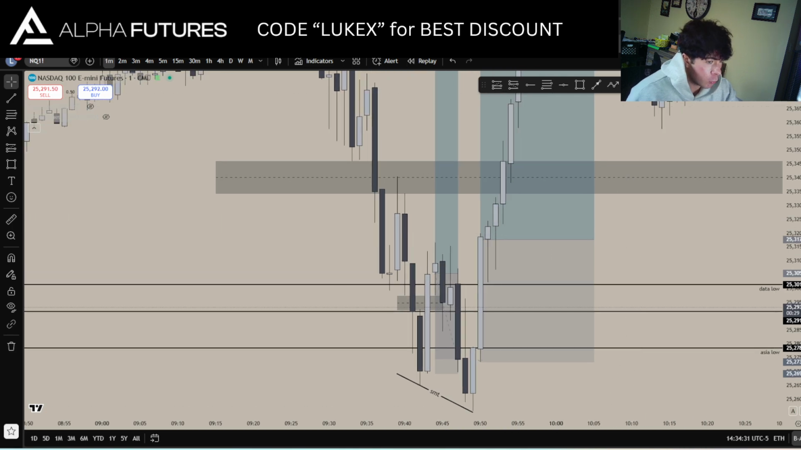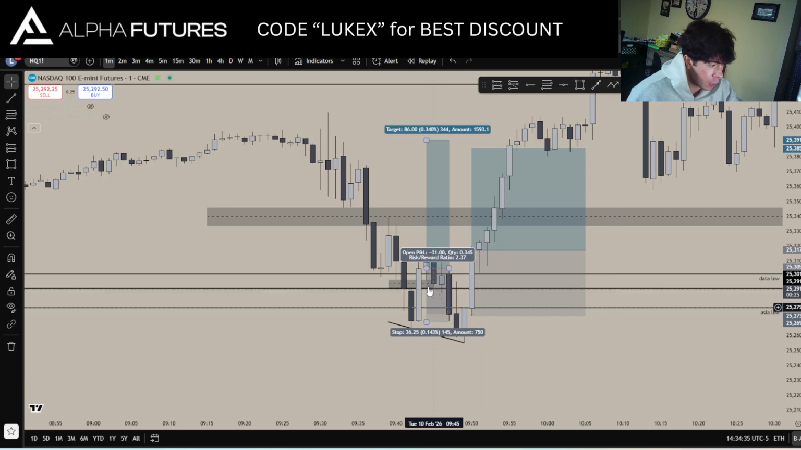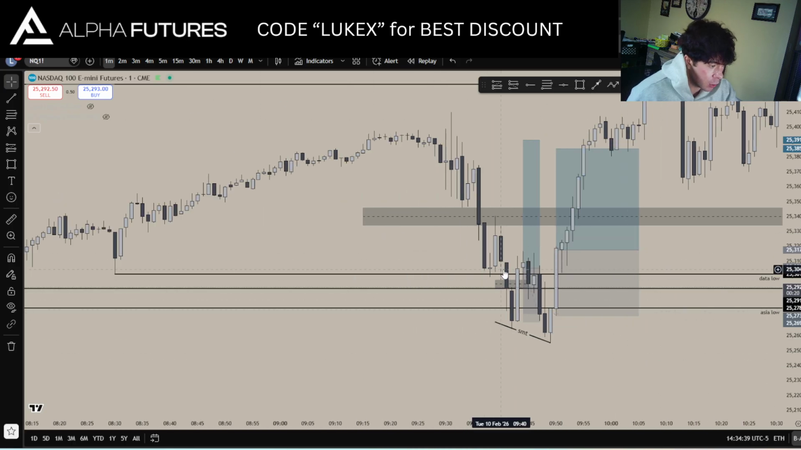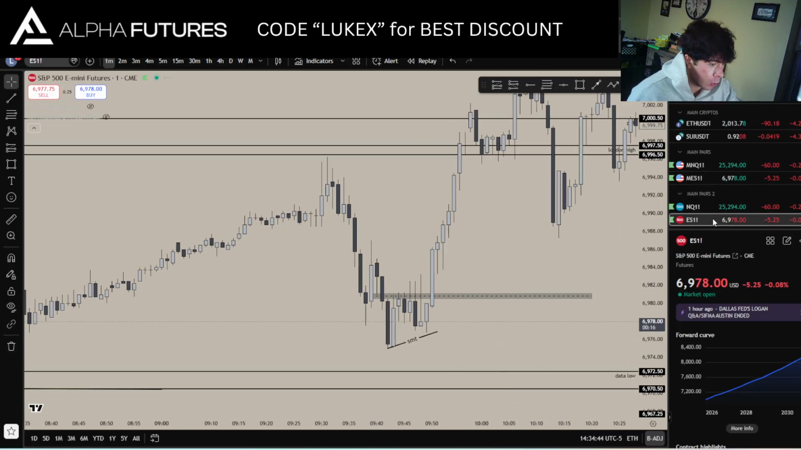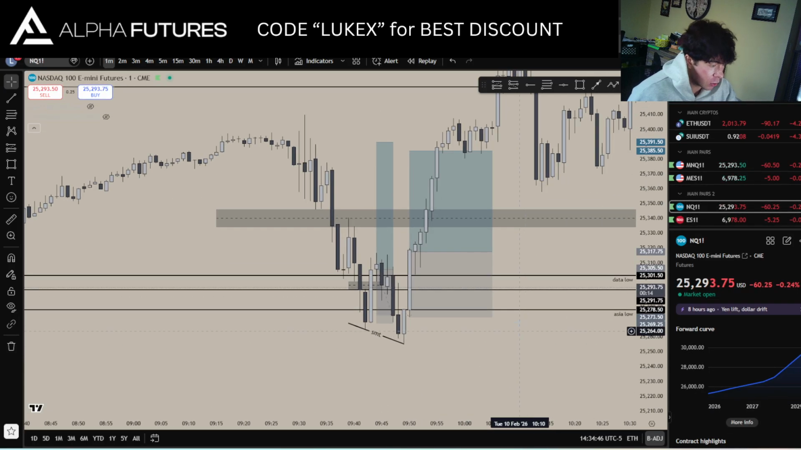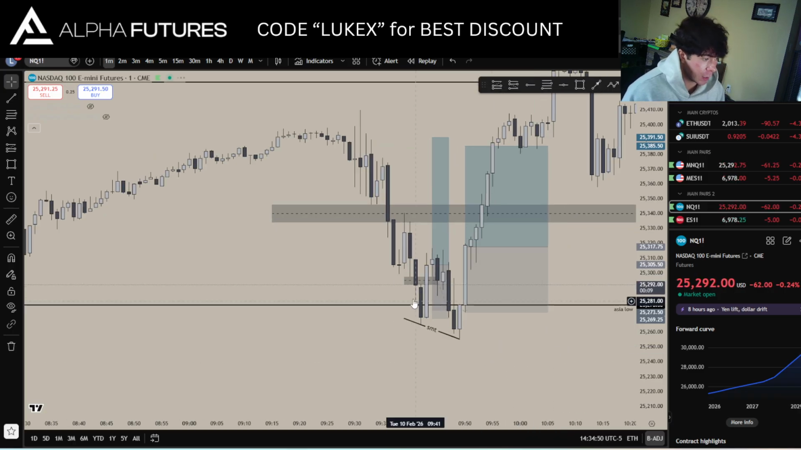So market opens up. We dump down and take out the data low. We take out this hourly low. We have an SMT off the lows because, as we know, ES failed to take out the data low, and NQ took out the data low. So therefore, we have that external SMT. At this point, let me erase this. I'm going to show you guys what I was looking at and why I faded this setup.